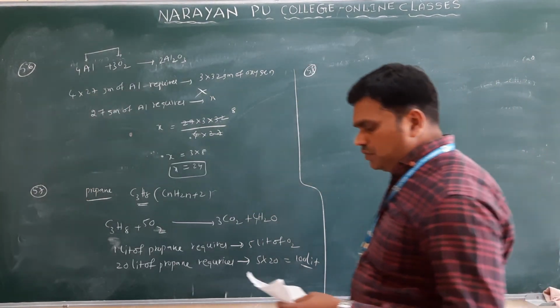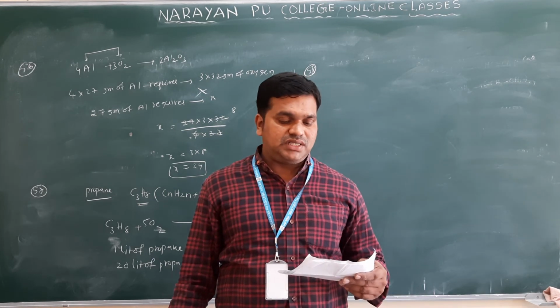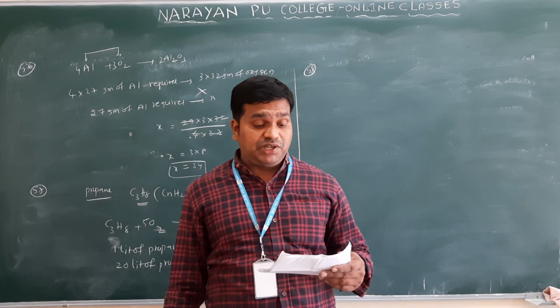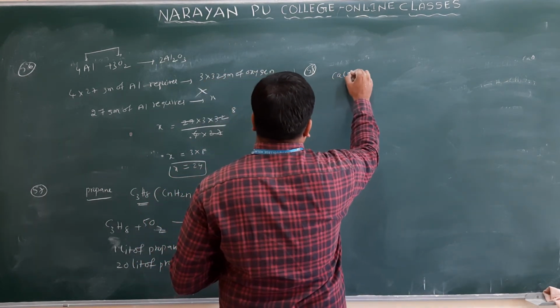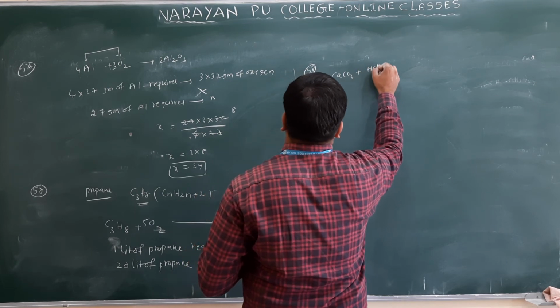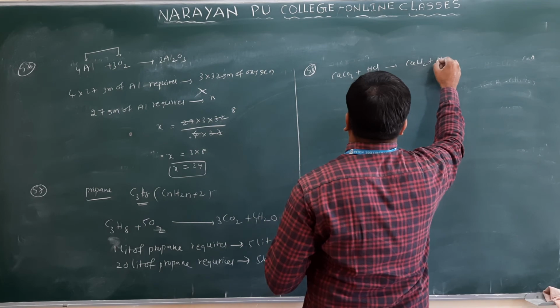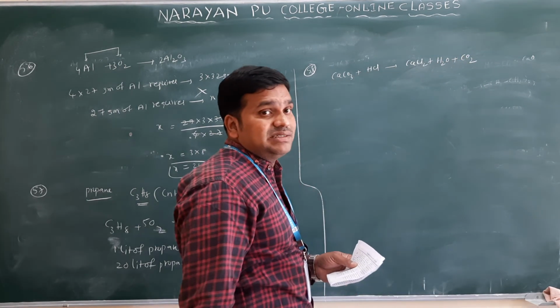So question 58: 100 grams of CaCO3 treated with 1 liter of 1 normal HCl. What would be the weight of CO2 liberated after completion of the reaction? So the reaction they are writing is CaCO3 plus HCl only gives rise to CaCl2 plus H2O plus CO2 only. You can balance this equation.